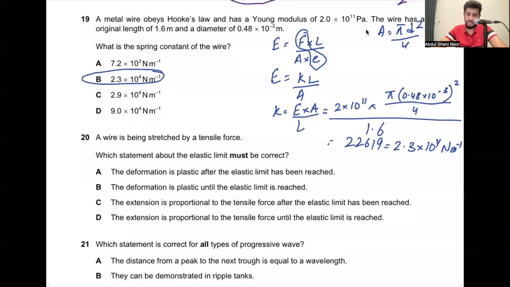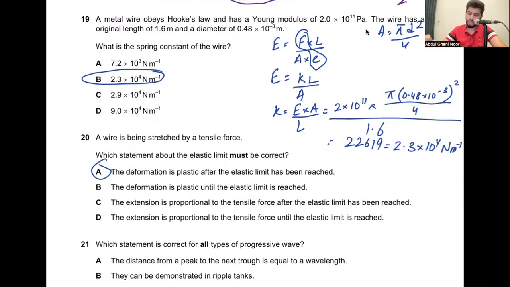Question 20 says, a wire is being stretched by a tensile force. Which statement about the elastic limit must be correct? The deformation is plastic after the elastic limit has been reached. Yes. Up till the elastic limit, it's elastic deformation. Beyond the elastic limit, it's plastic deformation. So A is correct. The deformation is plastic until the elastic limit. No, that's elastic deformation. Until the elastic limit, you have elastic deformation.